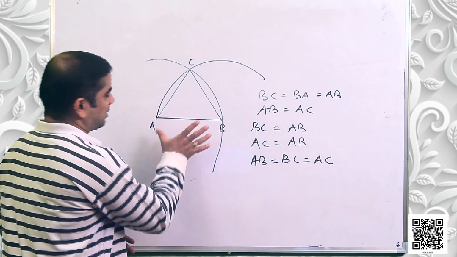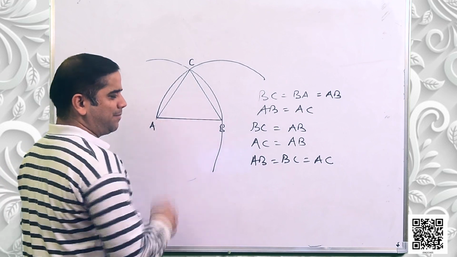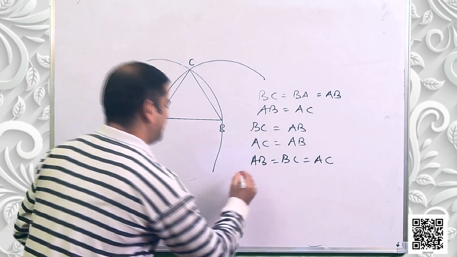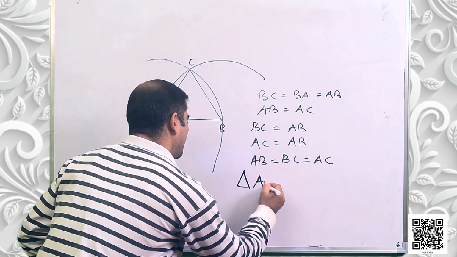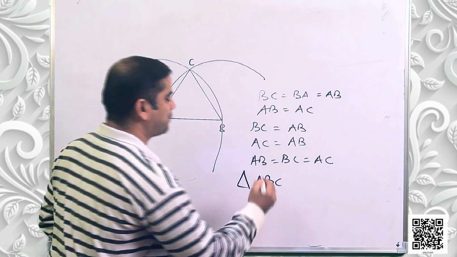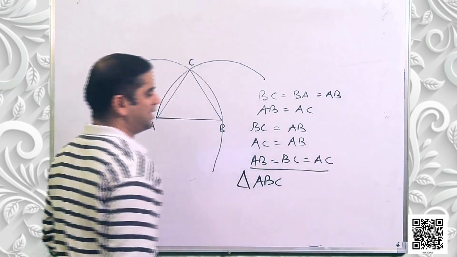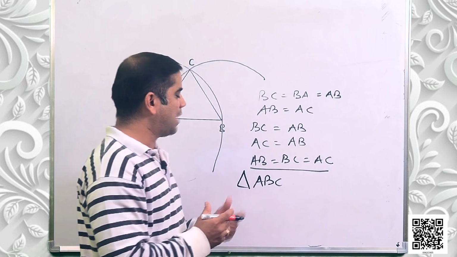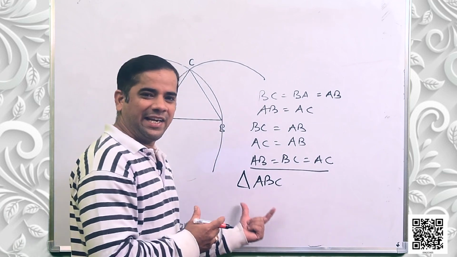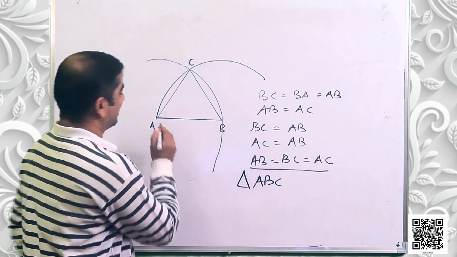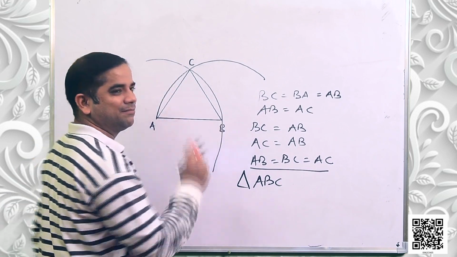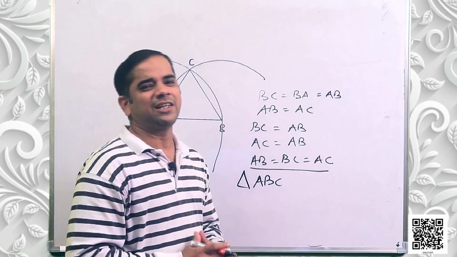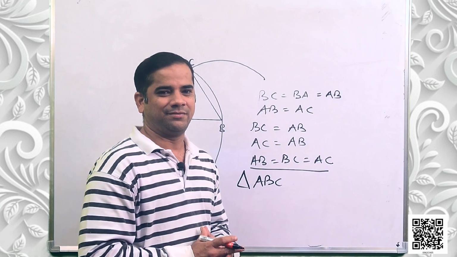So here we were given a line segment AB and we have constructed a triangle ABC, and we have proved that AB is equal to BC is equal to AC. So by following such process, we have constructed an equilateral triangle with given line segment AB. Hope you have understood this concept. Okay, let us move to next example.